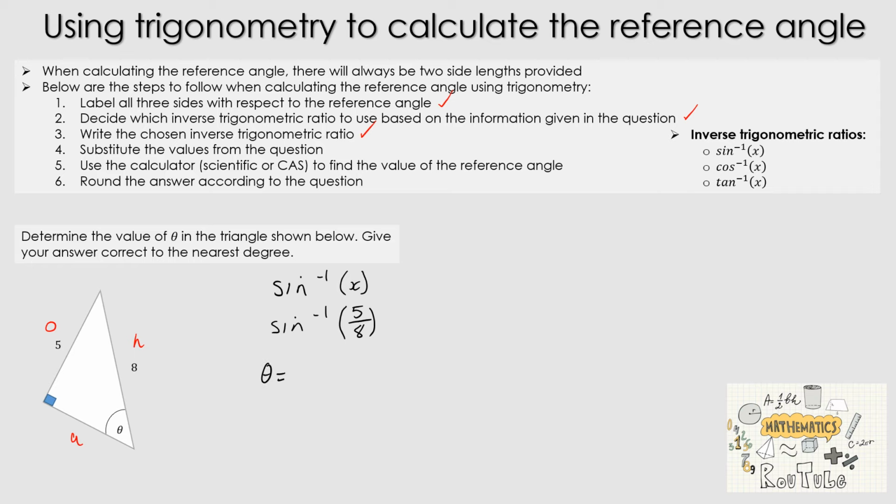So theta is equal to 38.68 and so on. Rounded to the nearest whole number, the only thing we're interested in is that digit there, that's 6. It's 5 or above, so therefore it becomes 39 with a degree symbol. So 39 degrees.